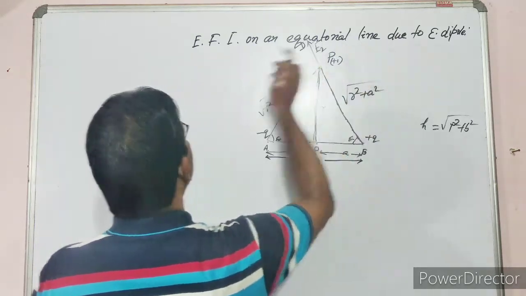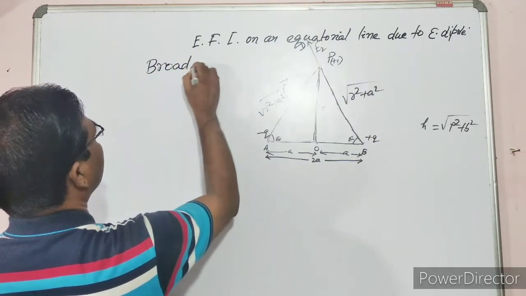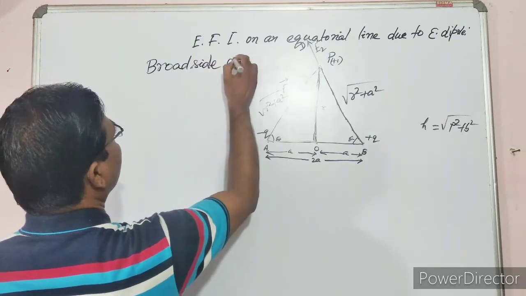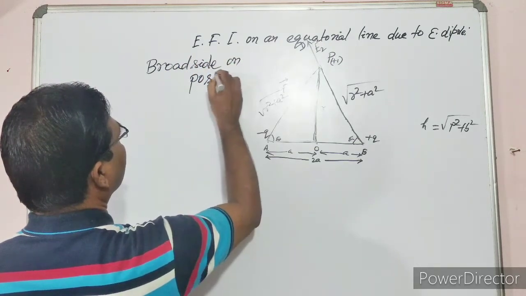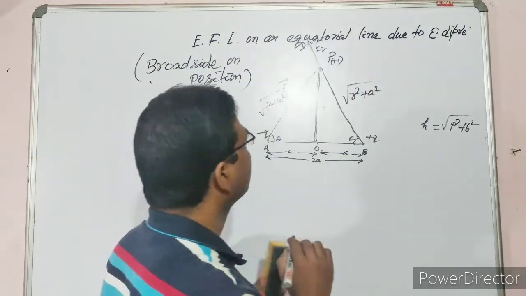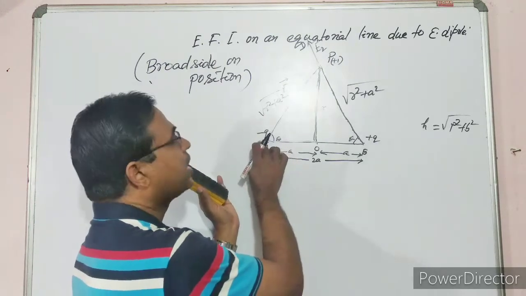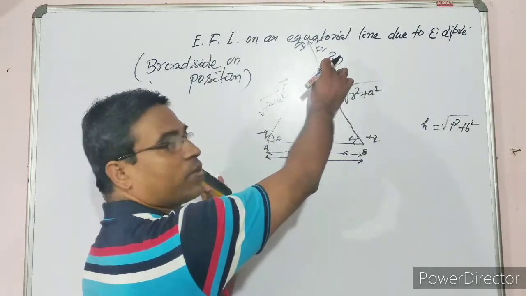Now this is known as the broadside on position. Clear? The equatorial line is also known as this. So the question is, here for the minus Q charge, how much electric field will form?